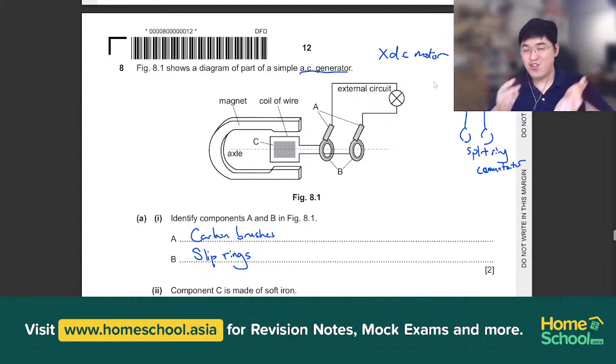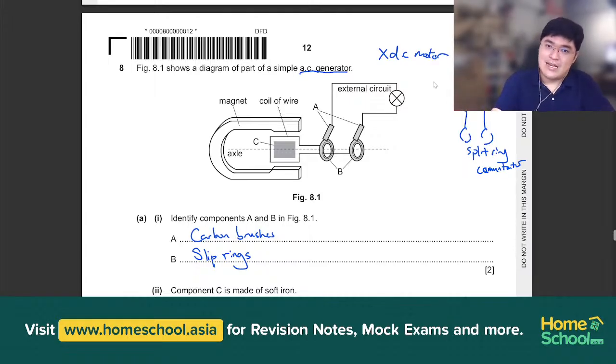So please, if you are not sure, go ahead and watch our videos on the DC motor and the AC generator. If I'm not wrong, there should be videos 4.22, 4.23 and 4.25. I may be wrong. So once again, if you are very unsure and you have access to Homeschool.Asia or My Second Teacher, you can take a look at the corresponding videos for IGCSE Physics, and they should be 4.22 and 4.24, I think. Okay, let's move on.